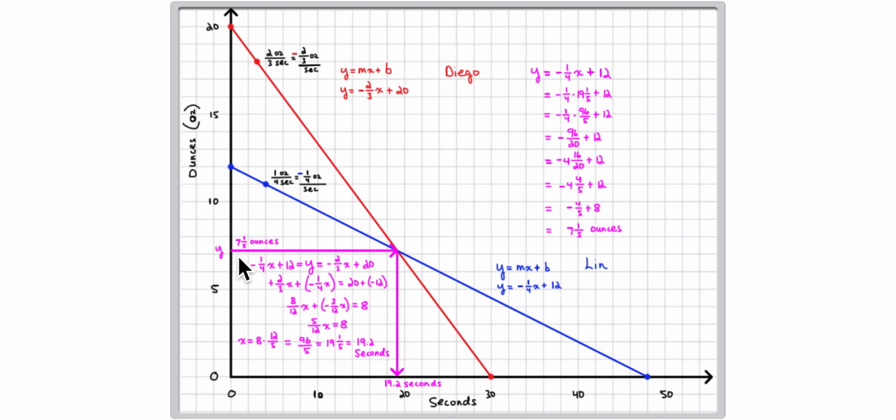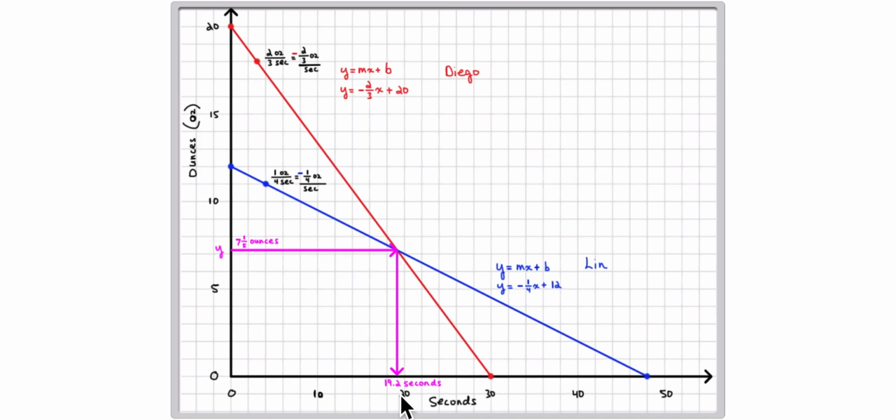So when they have 7 1/5 ounces of milkshake, they both have that same amount, and that happens after 19 1/5 seconds. Now another way to figure out this 19 1/5 seconds is to look at this gap here and figure out how many seconds does this gap close to get to where there's no gap. So you're starting out with an 8-second gap. 20 minus 12 is 8. And how much does this close each second? And then it's that 8 divided by that amount.